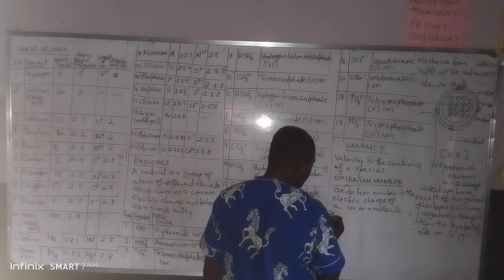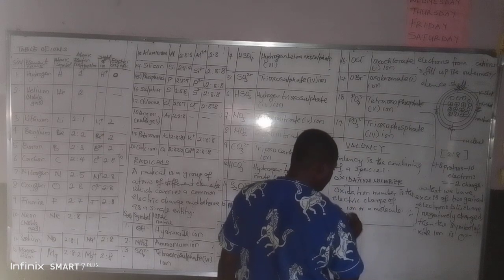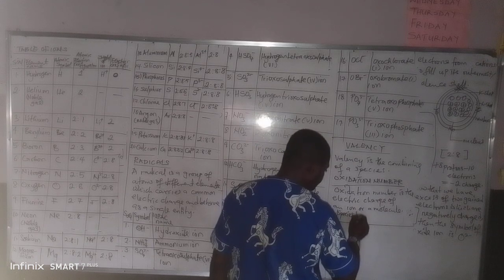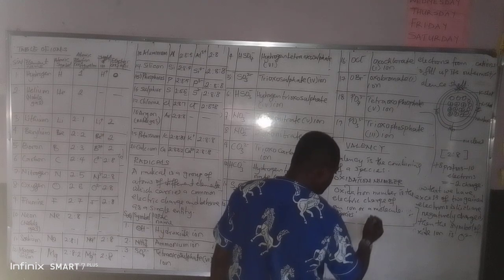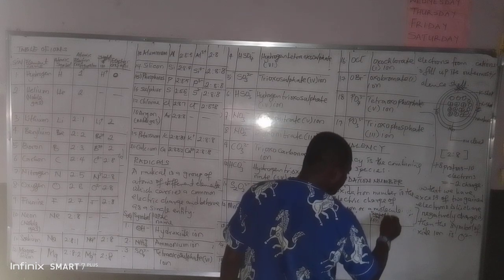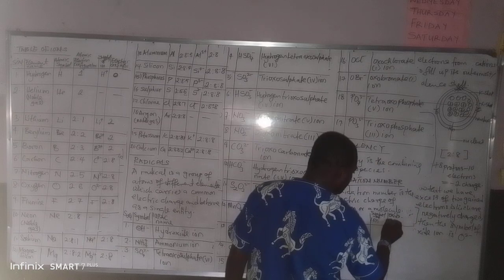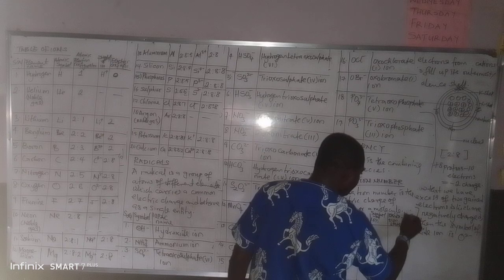So let's look at examples of species. The ion or the species, the symbol of the ion of the species. Then we have the oxidation number, or you call it oxidation state. Then we have valency.